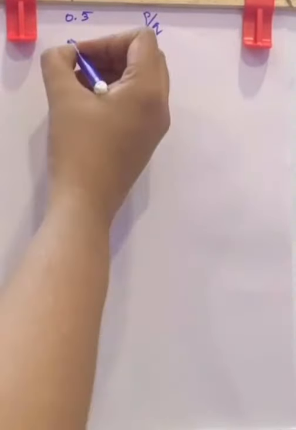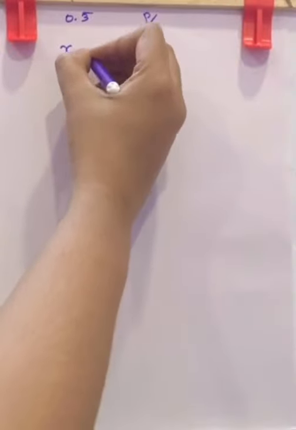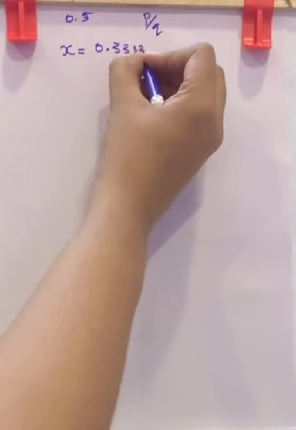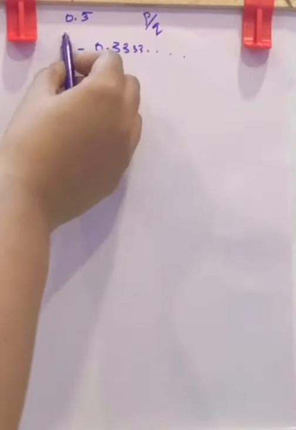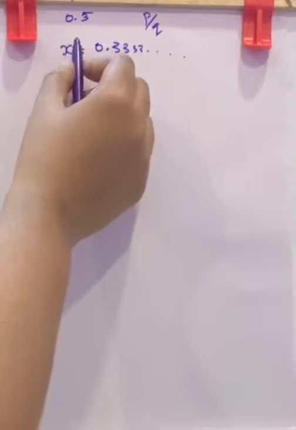0.3 bar can be expressed in the form p by q. If a question is given like this, first you want to write x is equal to 0.3 bar, which means 0.3333 etc. We don't know the fraction here, that is p by q. For that we are writing x is equal to 0.3333.